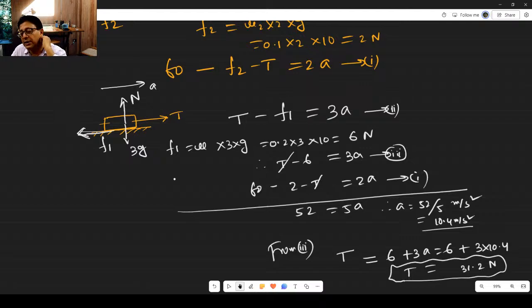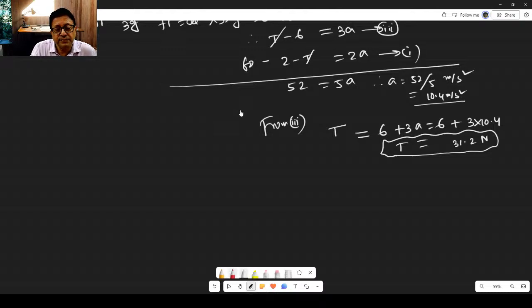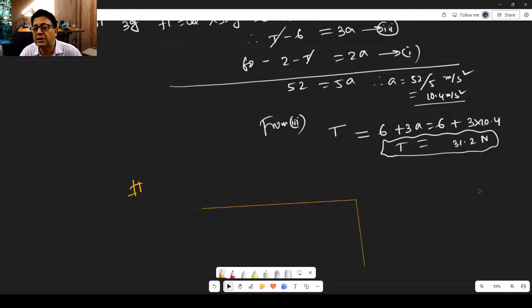So T is 31.2 Newton. Am I clear? You have understood? Do it with a pulley now. Involve a pulley with this before you go for the next type of sum. I am involving a pulley here. Just T 37.2. This is 37.2. Yes, right, not 31. Correct.